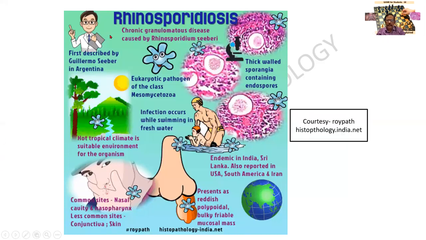And this is the life cycle of it. You find that there can be the release of the organism and then it infects the people who are swimming in the water. It can get lodged in areas such as the nose, the cooler parts of the body, and it develops into a polypoidal mass. The histology of this we shall be seeing in the subsequent pictures. The source of this picture is given here.